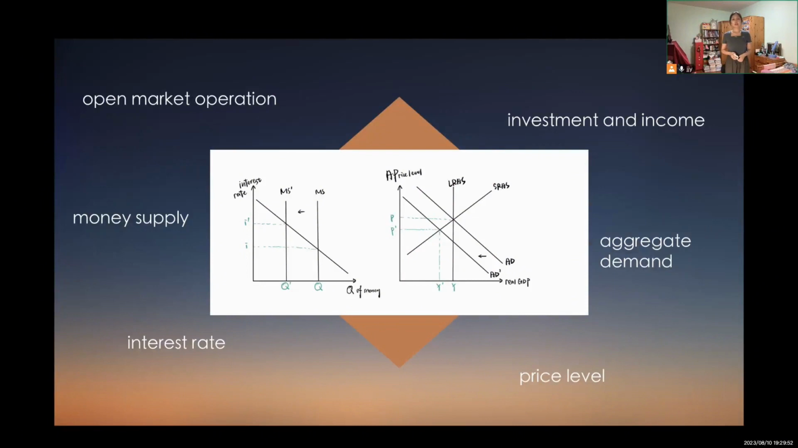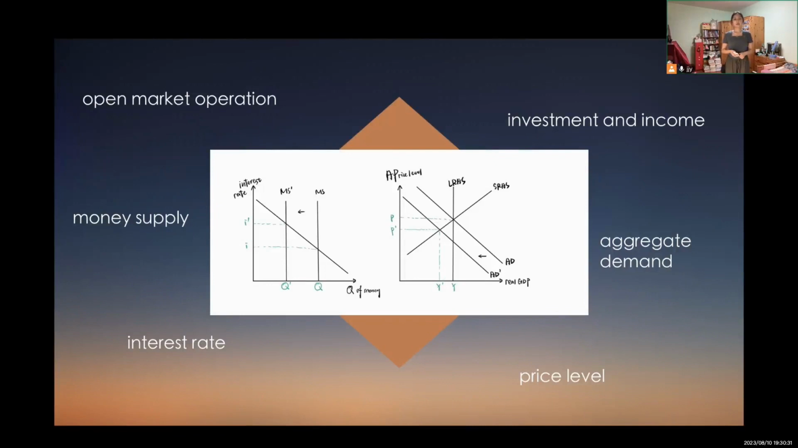But in fact, addressing the problem of inflation through monetary policy has some negative effects. For example, in terms of economic development, while effective in curbing inflation, tight monetary policy can also slow down economic growth due to the reduced consumer spending and investment. And in terms of employment, a higher interest rate may lead to decreased business expansion, potentially resulting in job losses and an increase in the unemployment rate.